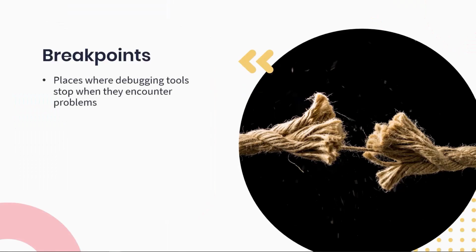The places in which all these tools stop when they encounter problems are called breakpoints. A breakpoint is a point in a program where execution is halted intentionally, either by pausing or terminating the program if an unexpected result is encountered. The tools that we've just discussed employ breakpoints by testing for certain conditions at certain points in the program.